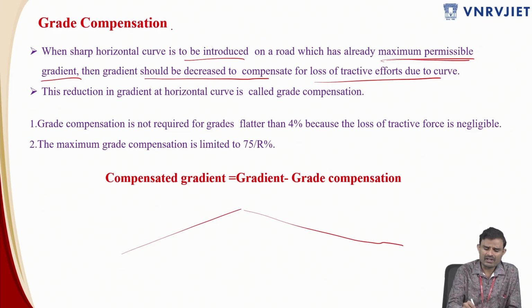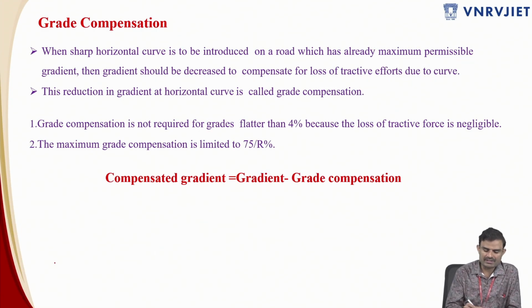In that condition particularly we are going for reduction of the effect of grade. So that is why you are giving some compensation to the grade. So that is why it is called grade compensation. Okay, you have a horizontal curve which is having a curvature, you have a vertical curve which is having a gradient. So you have to give compensation for either curvature in the horizontal curve, or you have to give compensation for grade in the vertical curve. So generally we go ahead with compensating the gradient. So that amount of gradient which has been compensated is said to be the grade compensation.